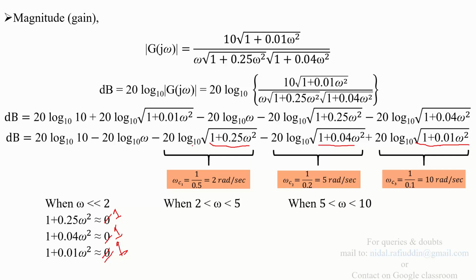So log to the base 10 of 1 is 0. So after taking the logarithm of the remaining term, which is 1, you get these terms as 0. So this becomes 0, this becomes 0, and this becomes 0 for omega much less than 2.